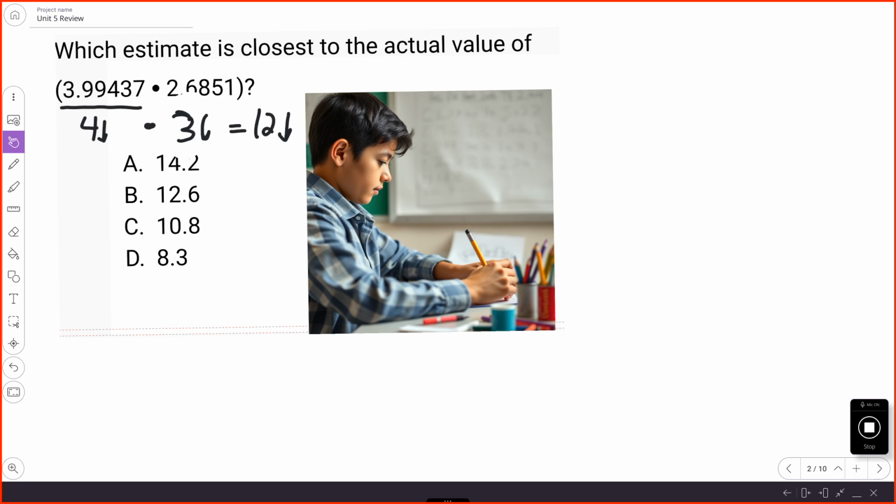Okay? Is this one less than 12? No. Is this less than 12? Yes. No, it's more than 12. Now remember, it's the estimate that is closest. Which one is closer to 12? C or D? C is closer to 12. Let's move on.